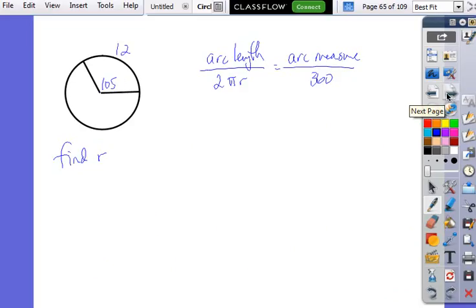Here's what I want you to know on this. It's saying find the radius. I want you to find the C just like we did a minute ago. Everybody good with that? All right. Arc length, where does arc length always come from? Outside. So there's my 12. We just said we replaced the 2 pi r with C. Arc measure is 105 over 360, because the degree always goes over 360. Do my cross multiply, 105C, 12 times 360.